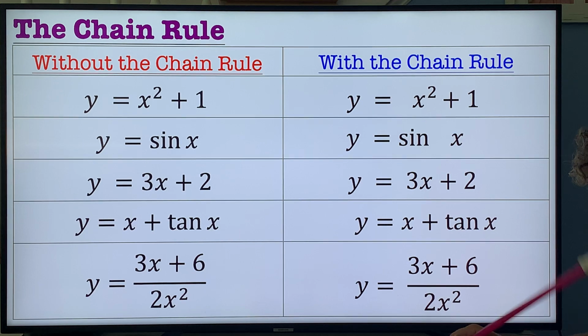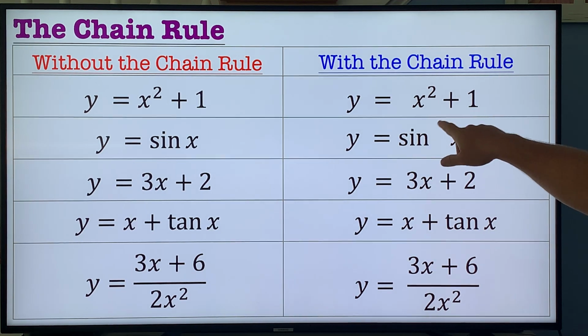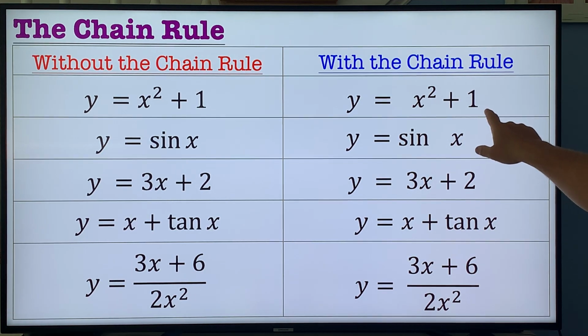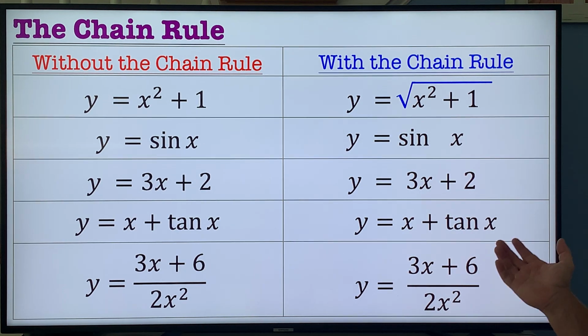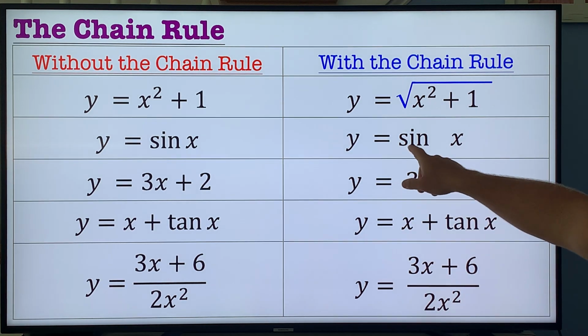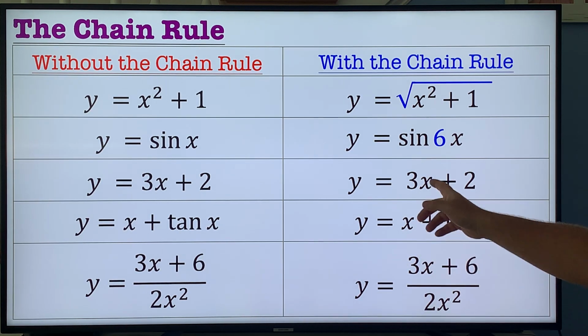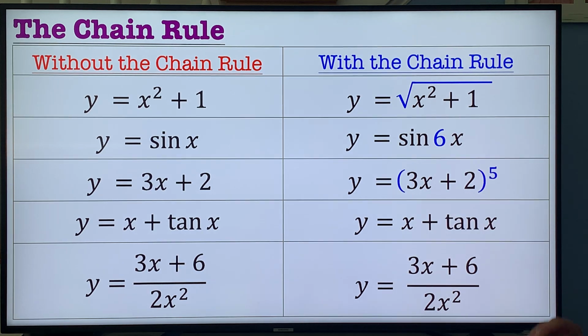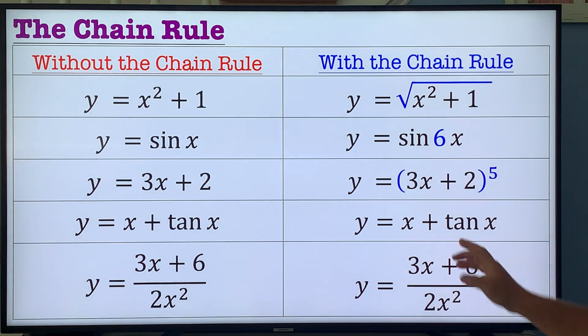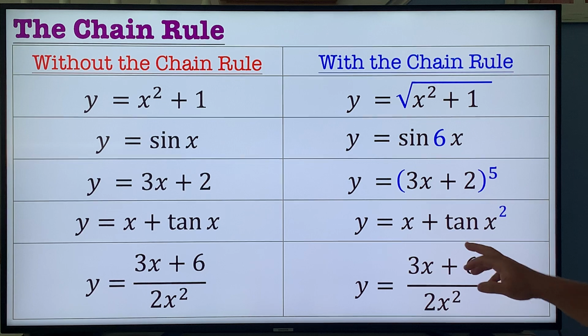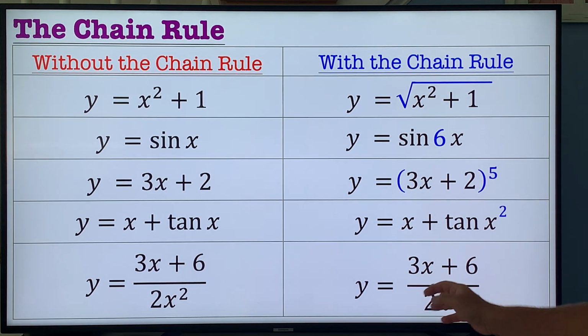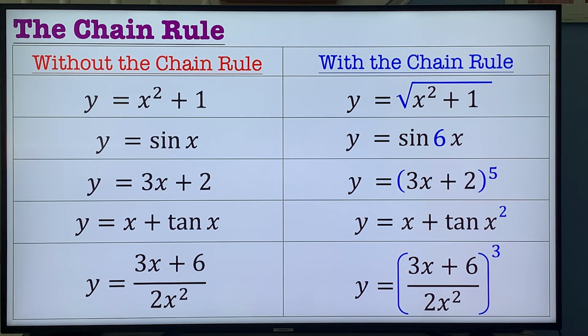But what if I did these and changed it? If this, instead of being y equals x squared plus 1, was y equals the square root of x squared plus 1. Can't solve it right now. By the end of today you will, but right now you don't have those skills. What if this was y equals sine 6x? Ooh, I don't know what to do there. Oh, I do. You don't. What if this was 3x plus 2 to the 5th power? Or if this was x plus 10x squared? Or if this right here, the whole thing was cubed?